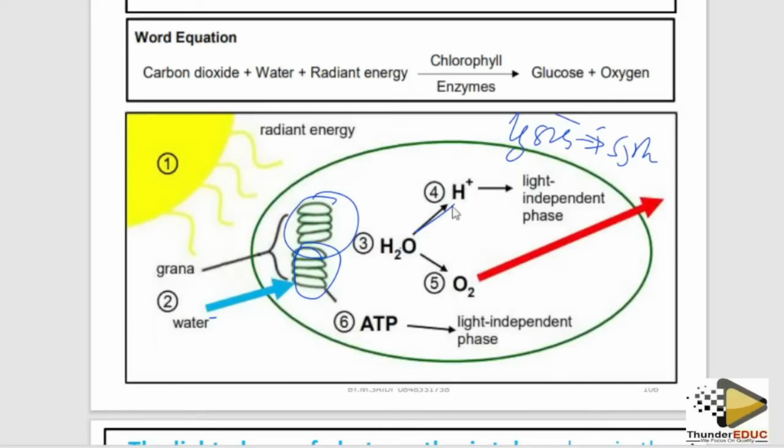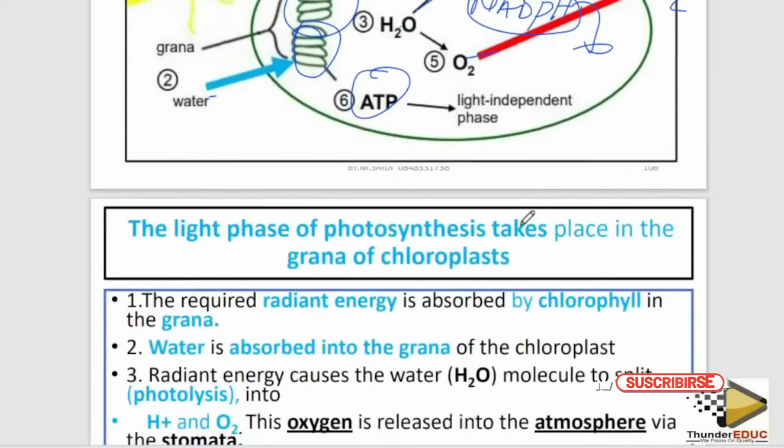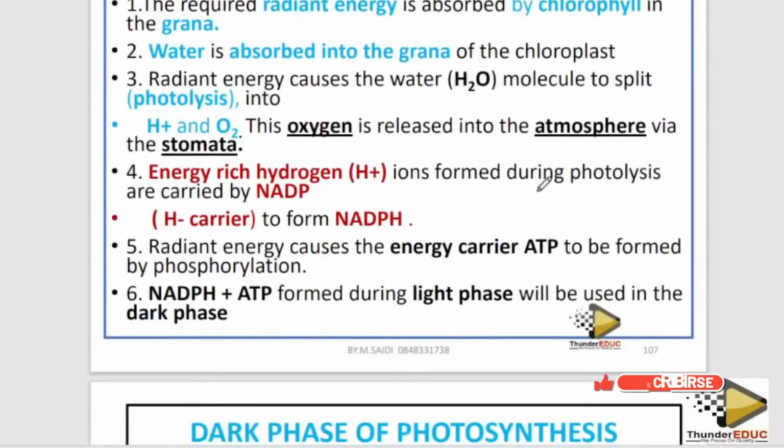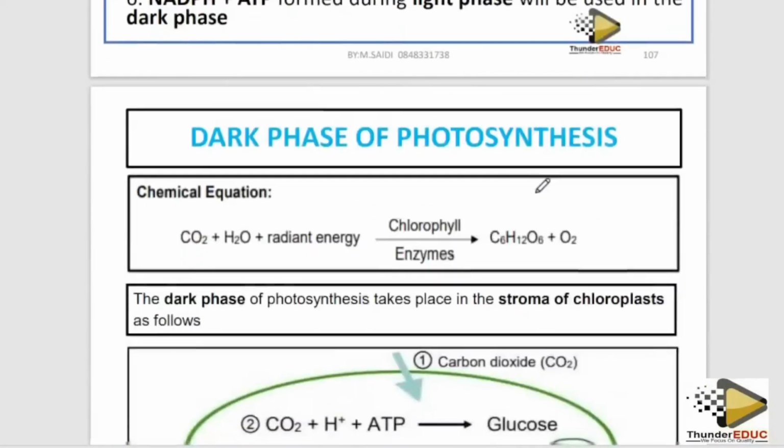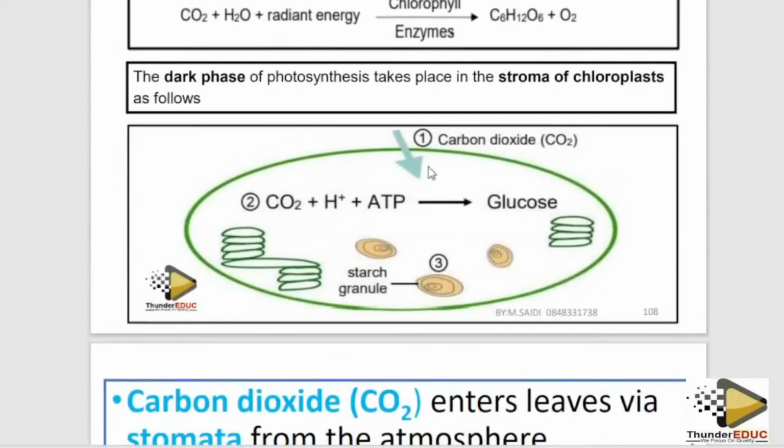Then now, this hydrogen ion is going to be accepted by NADP, and then it's going to become NADPH. And then NADPH is going to transfer this hydrogen ion into the stroma. Now the oxygen is being released outside. You see? Some ATP is being formed. Now the ATP and the NADPH are going to enter the dark phase here. You see? So if it enters the dark phase, once it enters the dark phase, what happens?